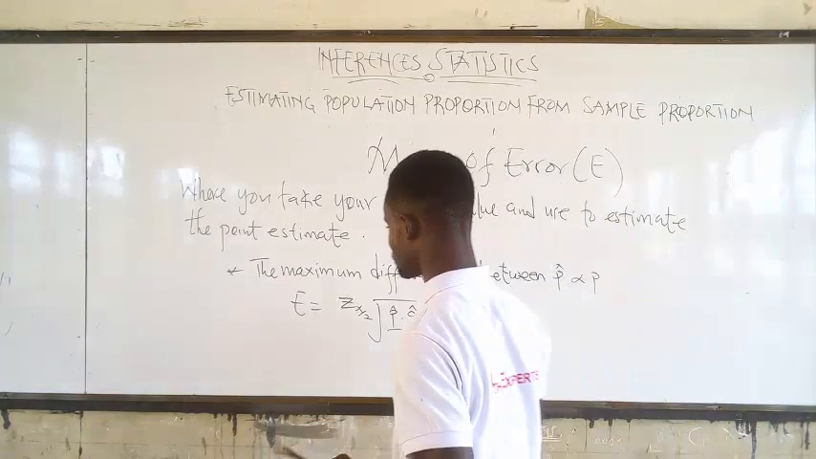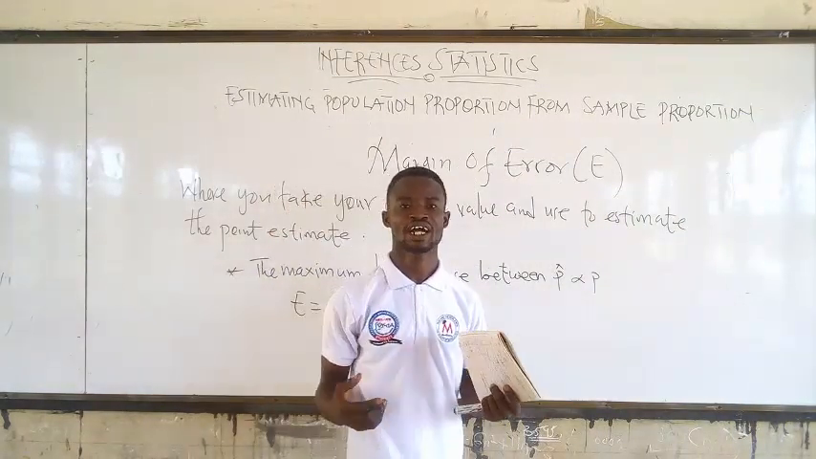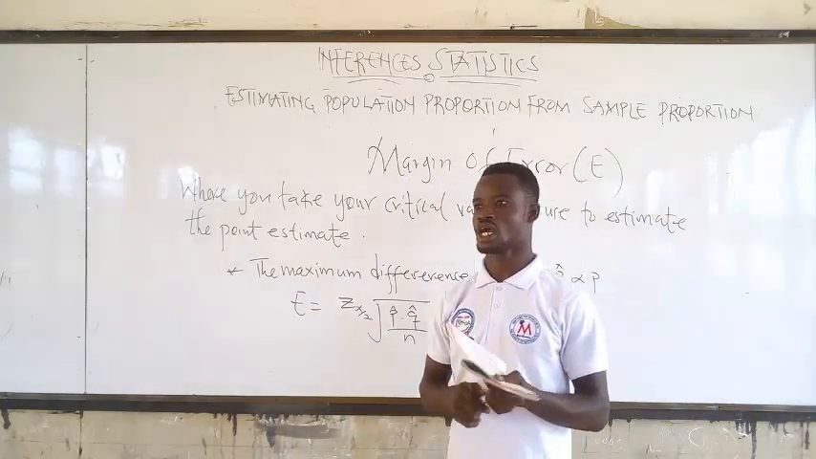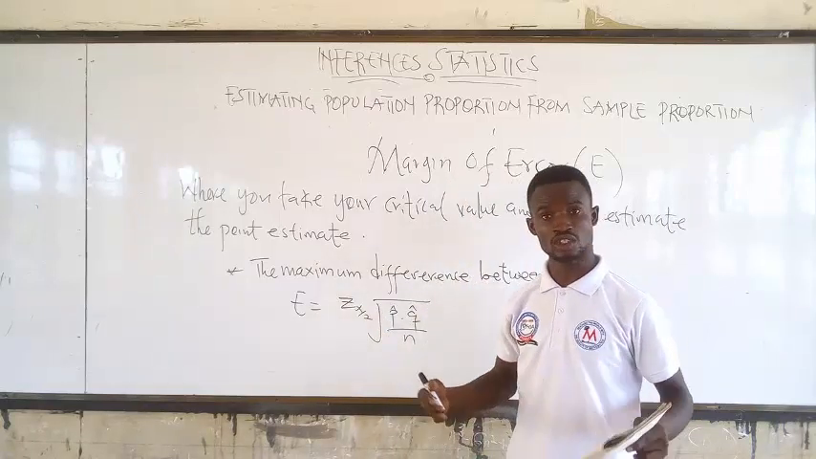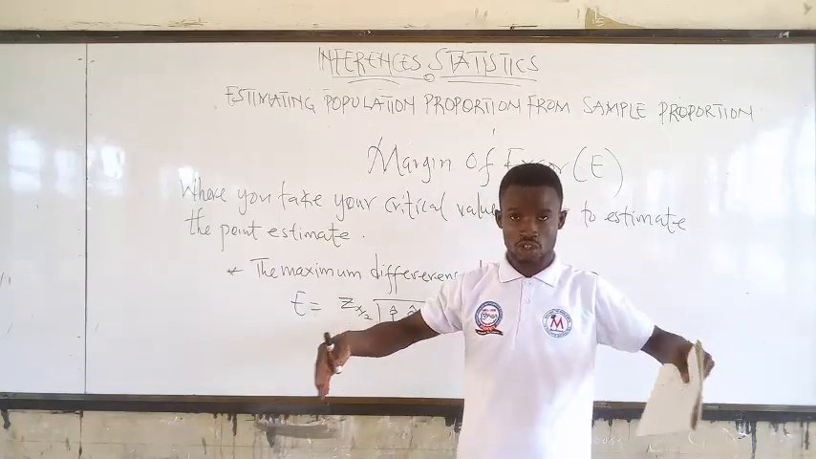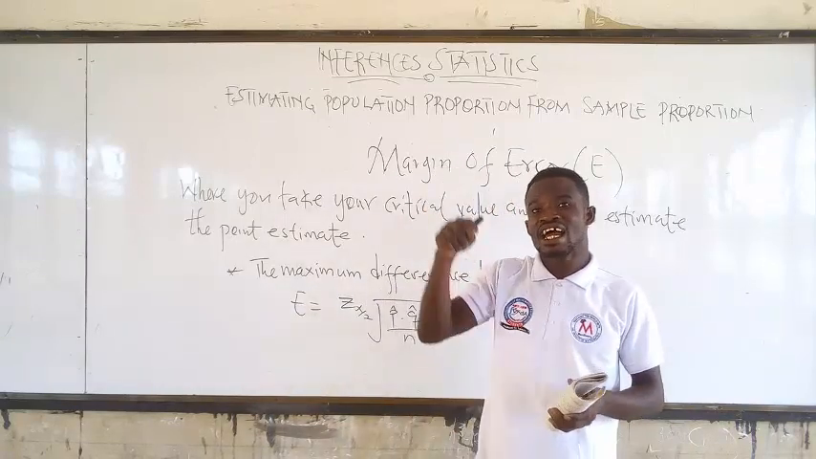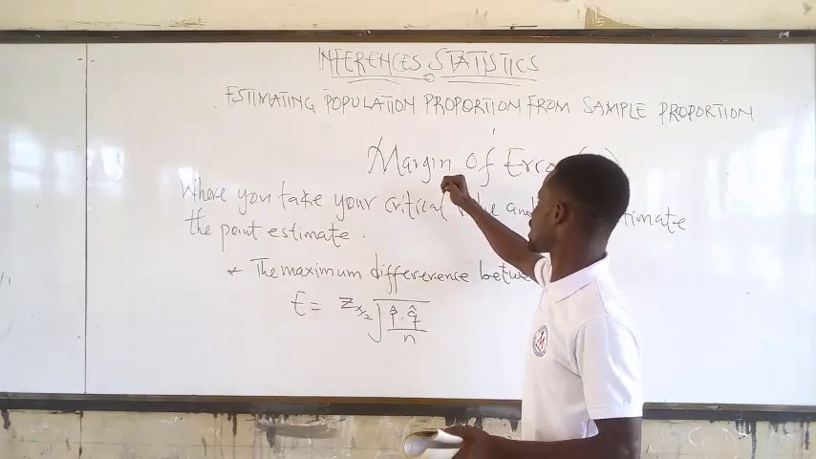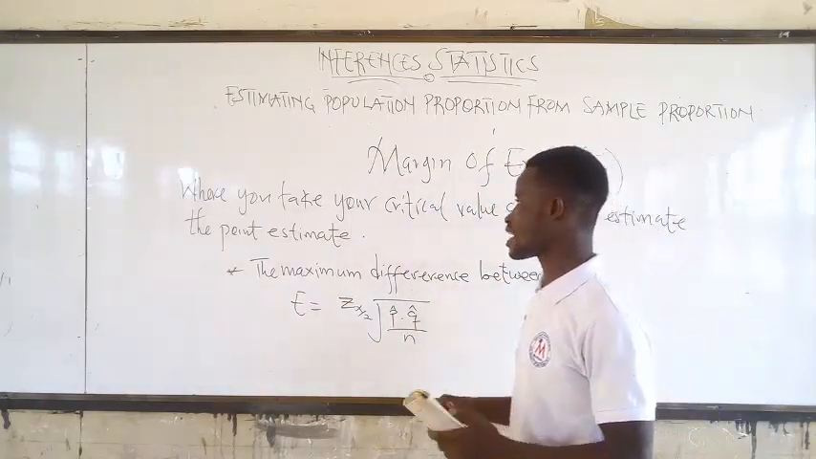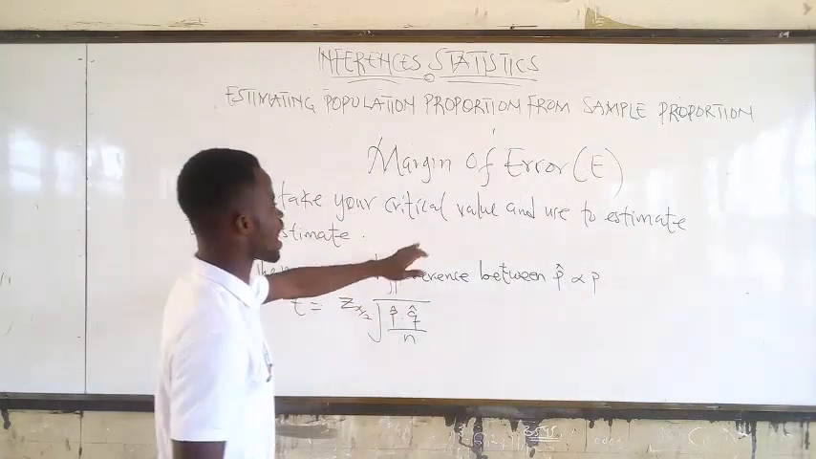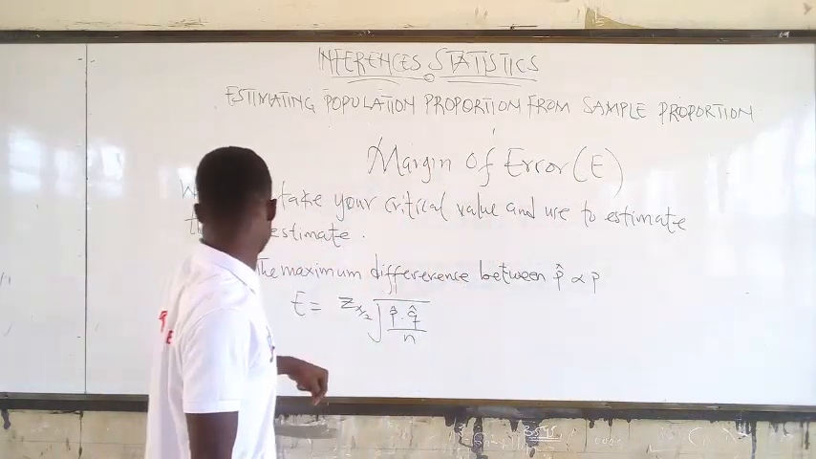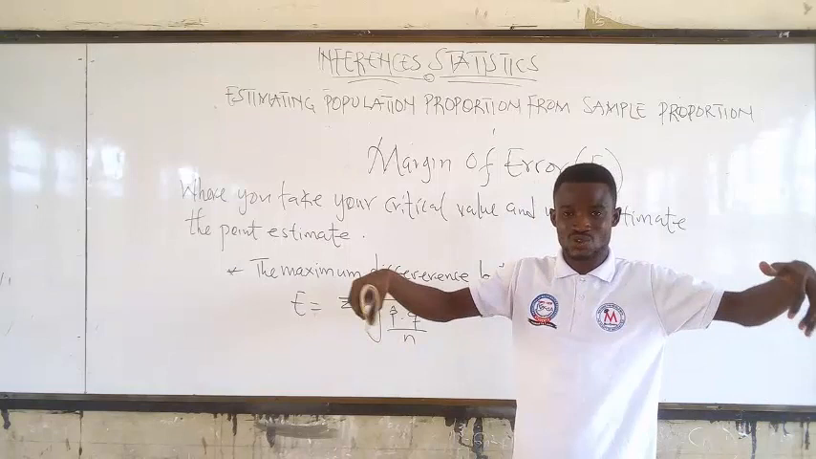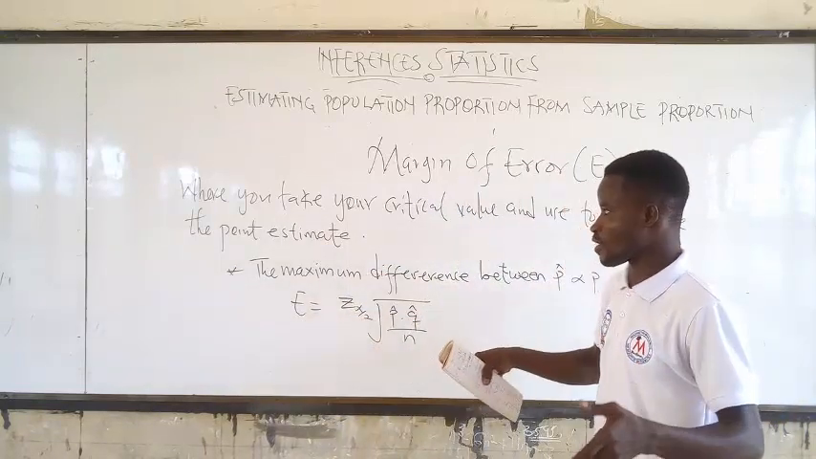Alright, so now, since we can use our point estimates to estimate for the whole population, and we are going to be confident within a certain interval, then error will come in. Surely then the error will come in. So that is called the margin of what? Error. So the margin of error is where you take your critical value and use it to estimate the point estimate. That is when the margin of error will come in.